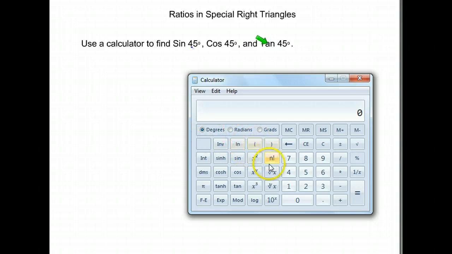To calculate the sine of 45, I put in the angle I'm using, 45, and then I push the sine button. So notice here's sine. Don't use this one. Okay, it's not sine H, it's just plain sine. When I do that, notice it has sine 45, and here is my answer, 0.707106.